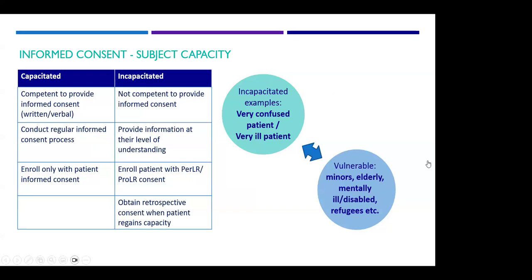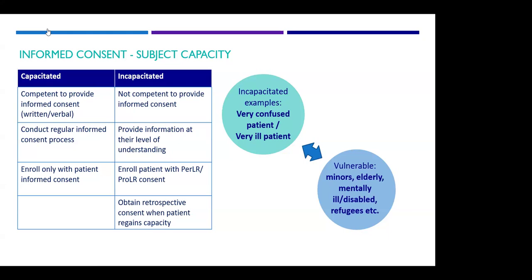It's okay. So when we say the patient is capacitated, we mean that they are competent to provide their own informed consent, whether that's written or verbal. In that case, the regular informed consent process should be conducted, and the patient is enrolled in REMAP CAP only with their own informed consent, so nothing else is needed.